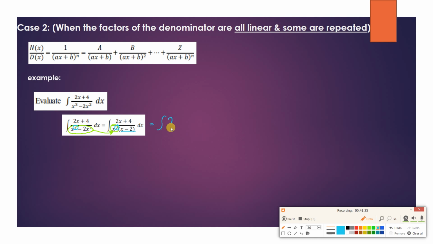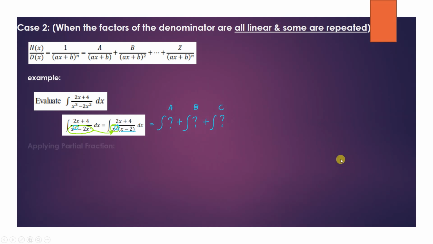Integral natin, paghihiwalay-hiwalayin yan, para kay A, B, and C. Okay, nakakasunod ba? So, paanong A, B, and C? Meron tayong linear, which is x minus 2, yun yung para kay A. Meron tayong repetition na x squared, para yun kay B and para yun kay C. Para lang malinaw.